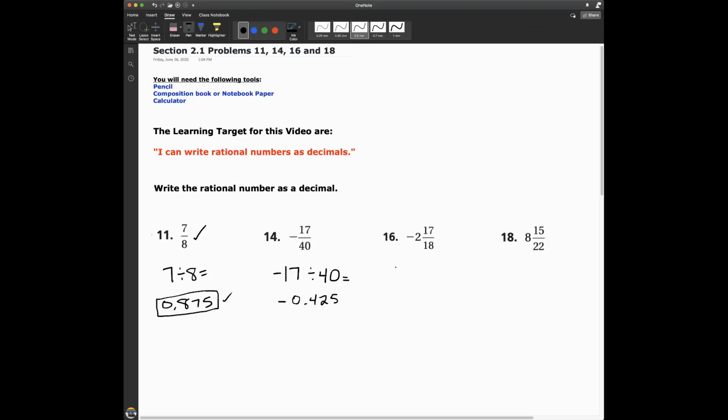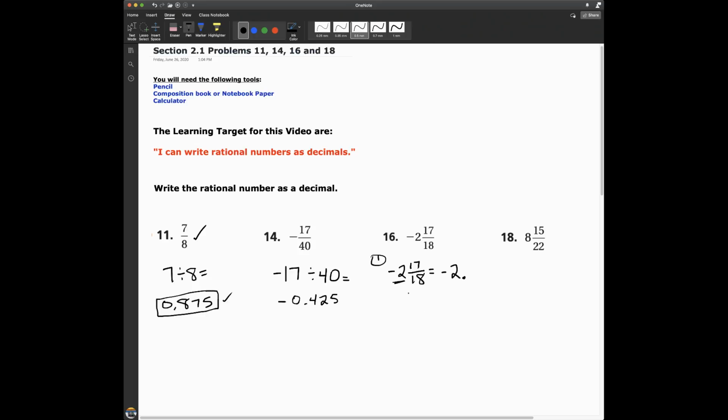All right, let's take a look at number 16. There are 2 ways we can do this. One, let me write it down: negative 2 and 17/18. All we have to do is first write that negative 2 down. This is a mixed number. You take the whole part of the mixed number, write it down, and put a decimal. Then in your calculator, you're going to take 17 and divide it by 18.